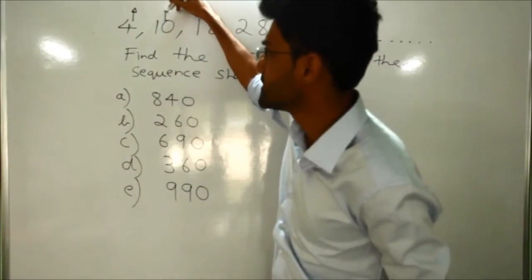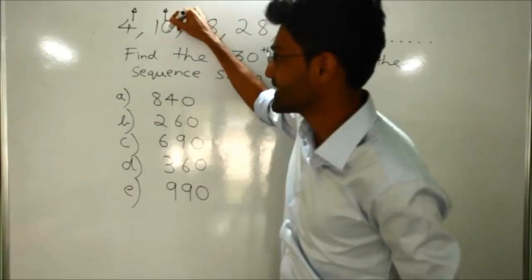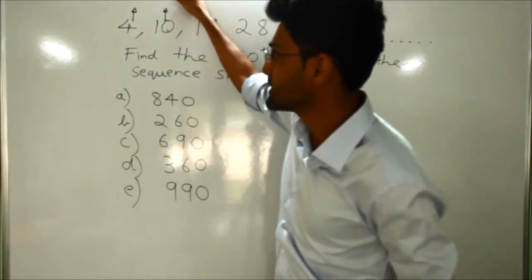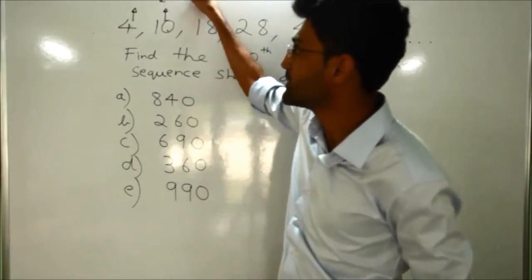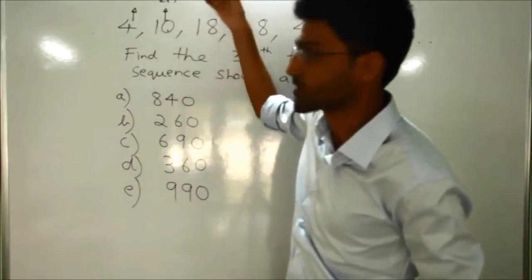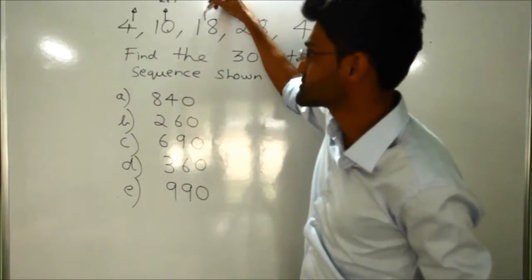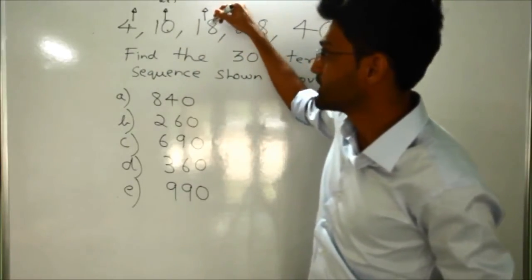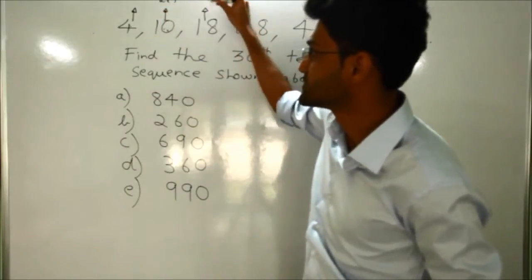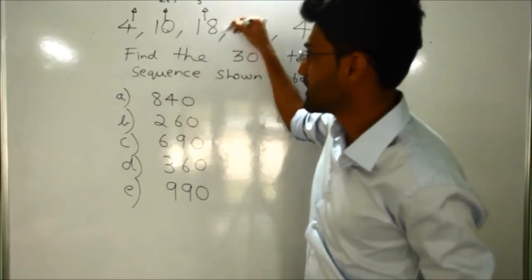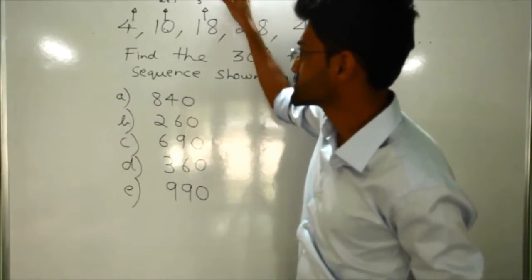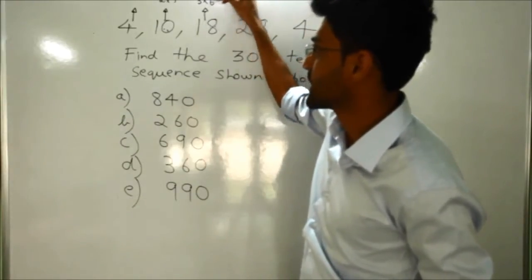Okay, moving ahead. I need to relate the second term to 10. So I need to relate the number 2 to 10. Probably 2 times 5 comes to our mind. Moving ahead, just to check if we are on the right path, I need to relate the third term, which is the number 3, to the number 18. And the first relation that comes to our mind is 3 times 6.